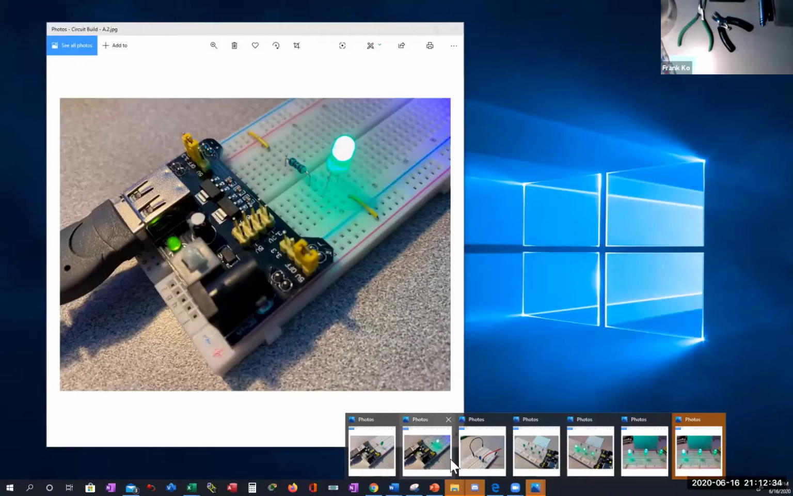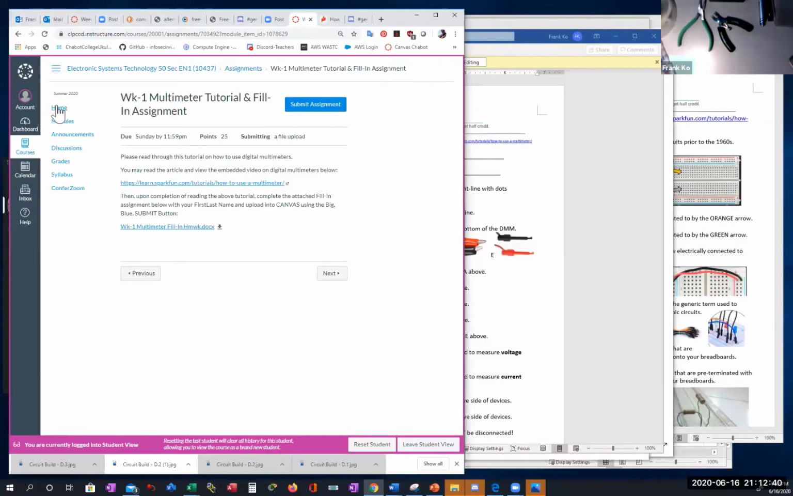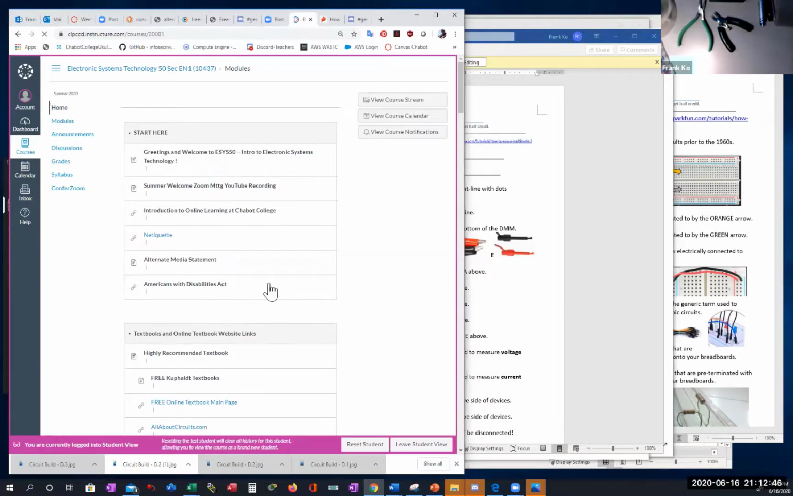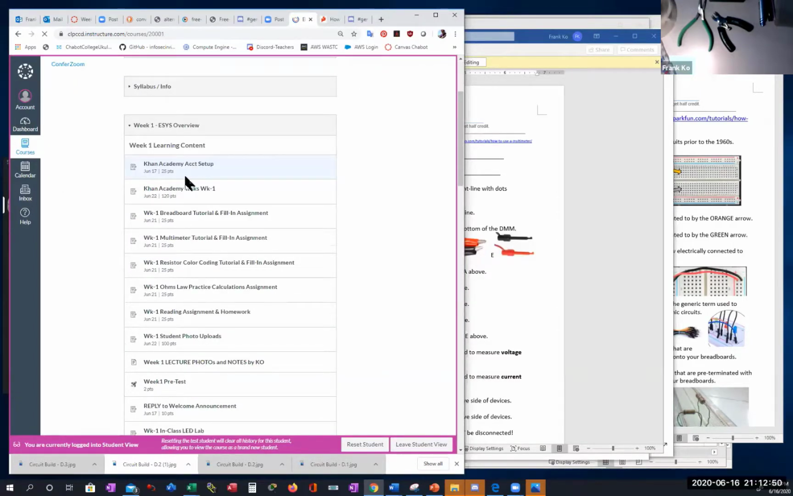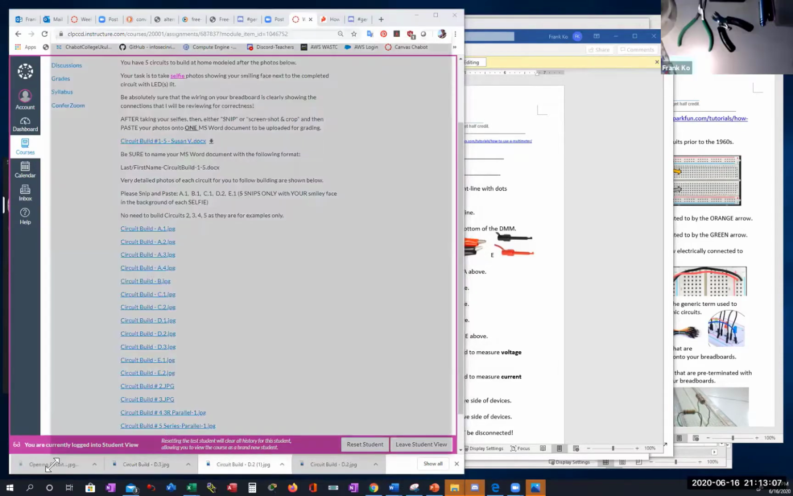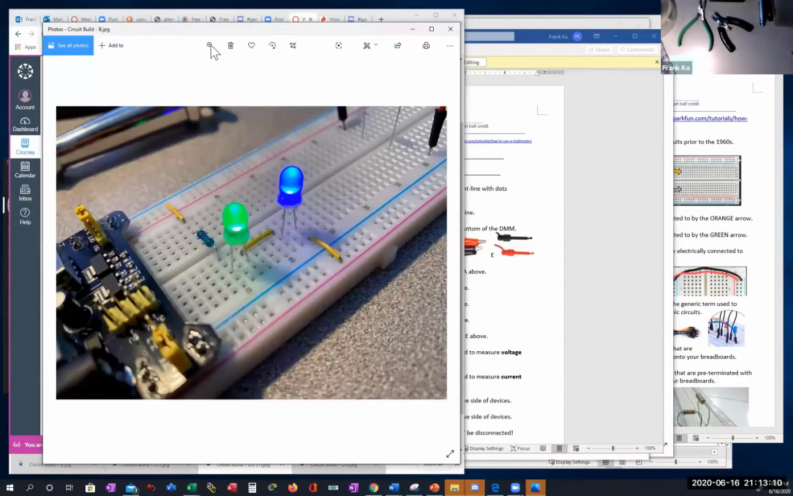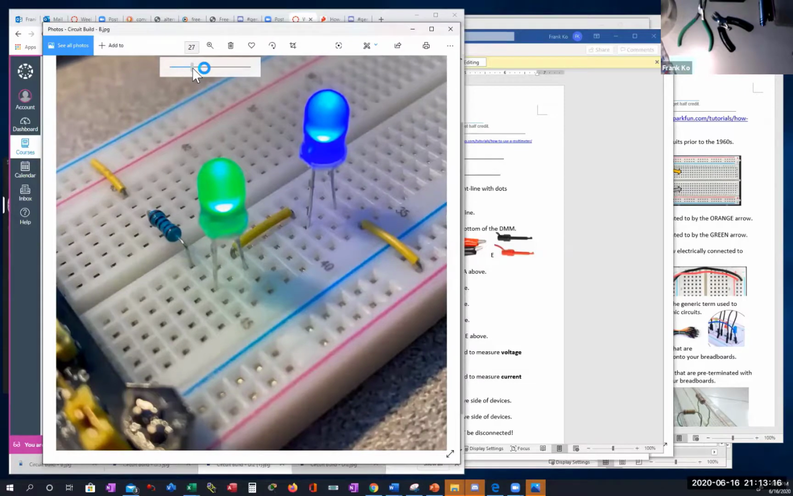Let me go back and select that one for us so we can all look at the same thing. Good question. Any questions that pop up, now's the best time to ask while we're all looking at the same thing. So, student photo uploads. Okay. In circuit build B, is that nice and big for everybody?